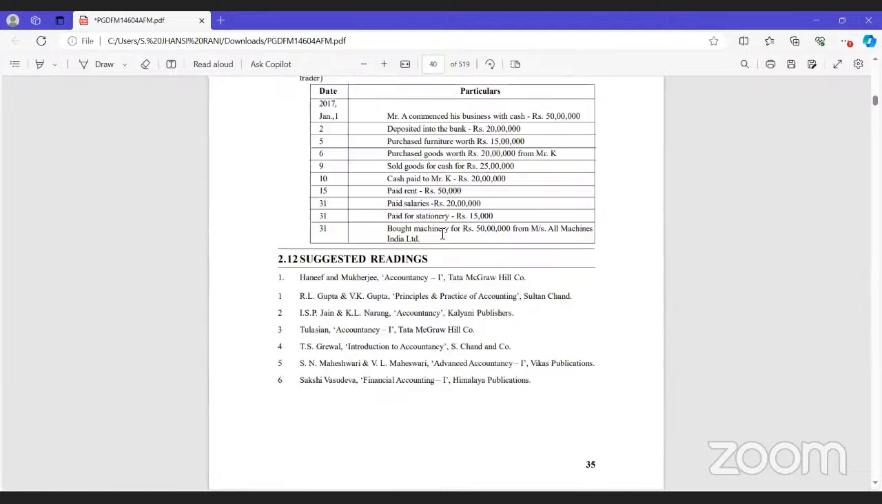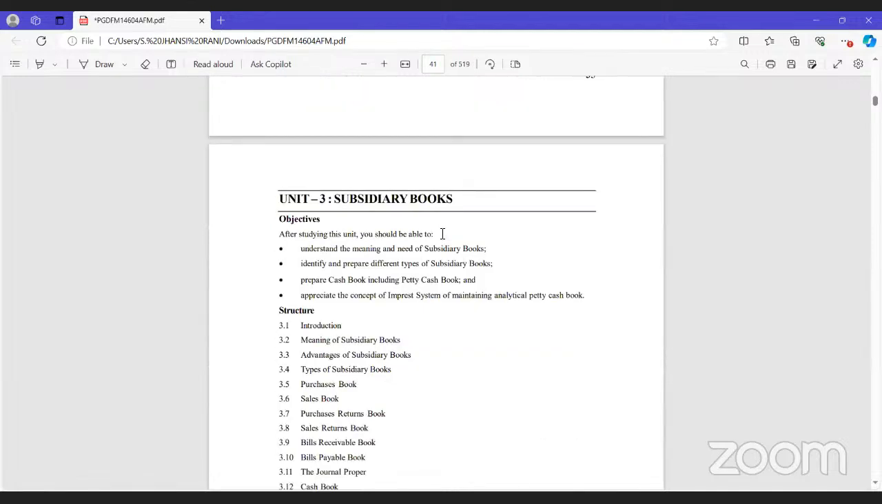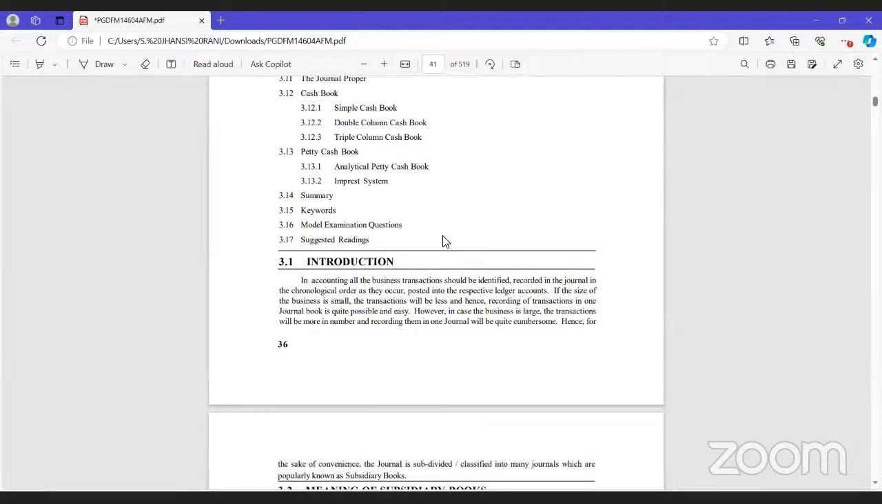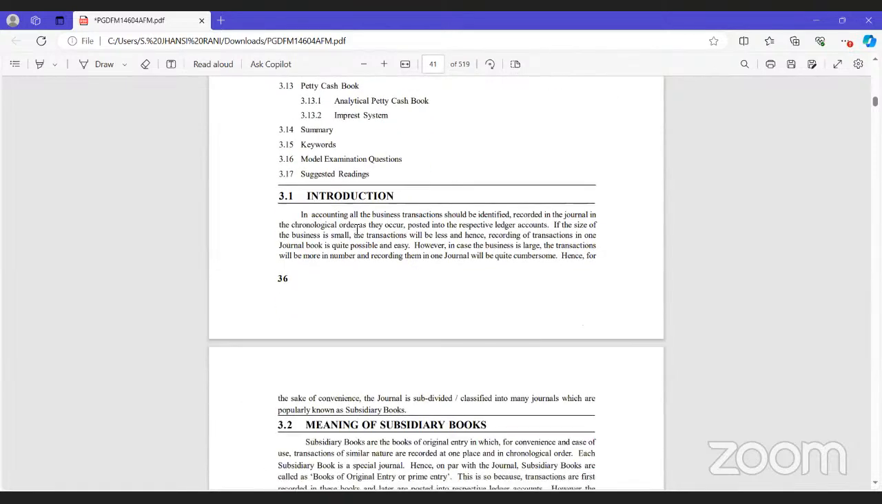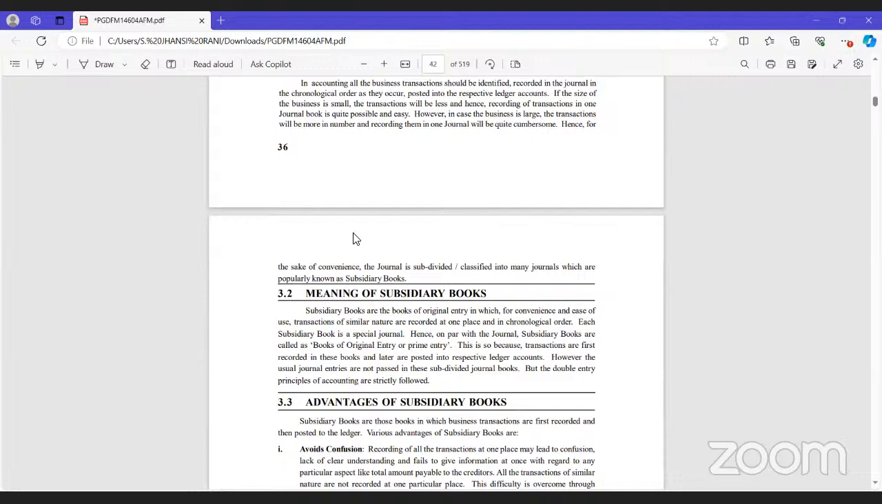Now we move to the next topic, that is subsidiary books. Subsidiary books are those books in which the maximum number of transactions exist. Subsidiary means it's nothing but like the journal we write, but we can assume it is both journal as well as ledger. It's like part of the journal only, and here we have 8 subsidiary books.